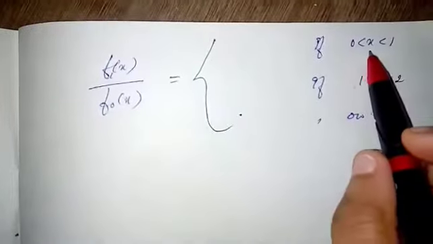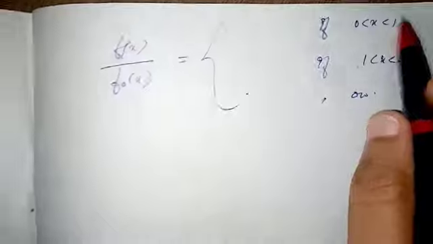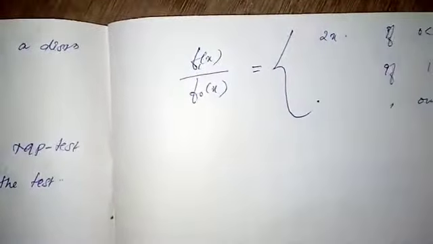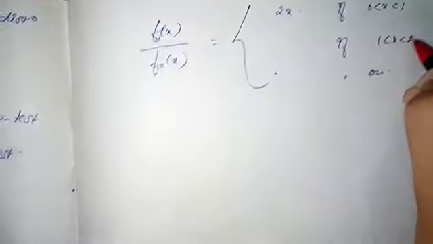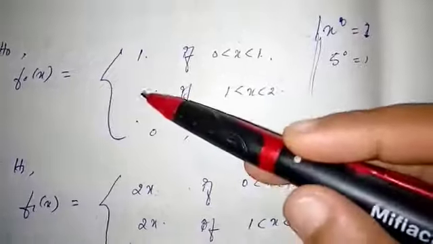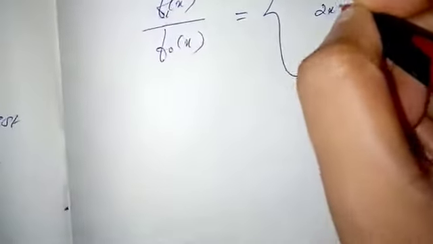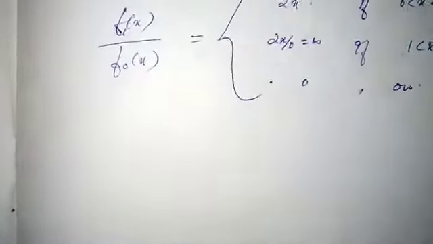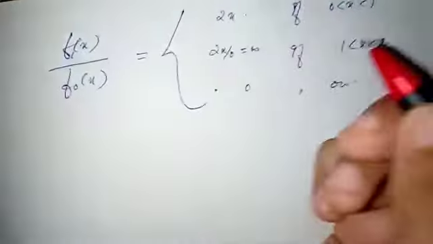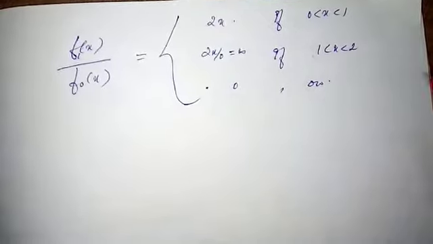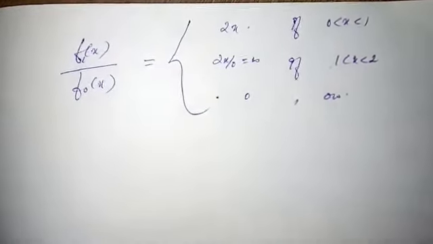For 0 less than x less than 1, f1(x) divided by f0(x) is 2x divided by 1, that is 2x. Then for 1 less than x less than 2, it is 2x divided by 0, which is equal to infinity. Otherwise it is 0. So here we need to find for which values the ratio is greater than k.